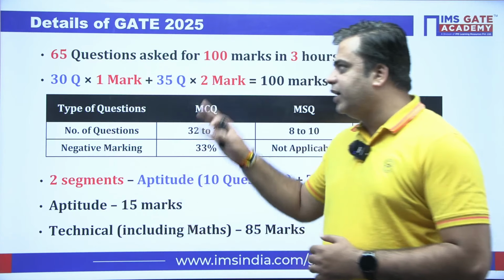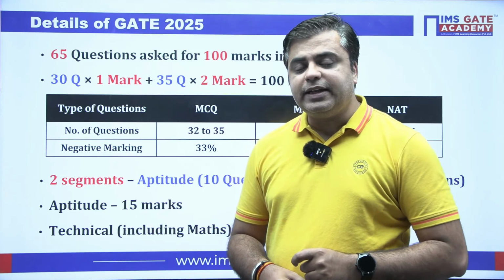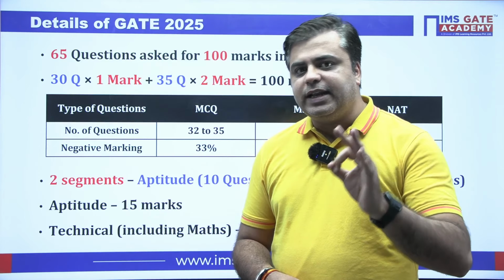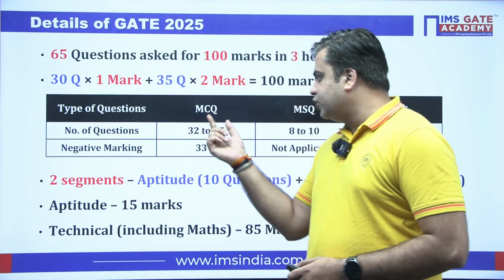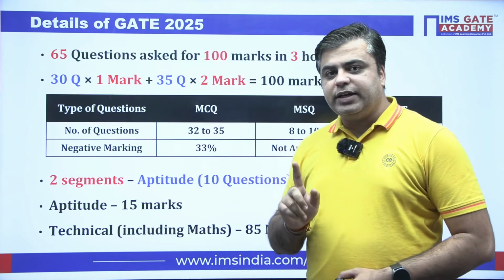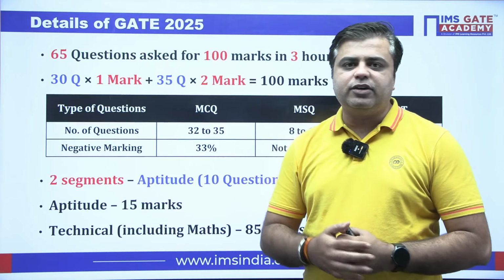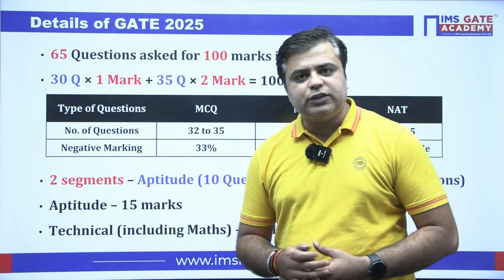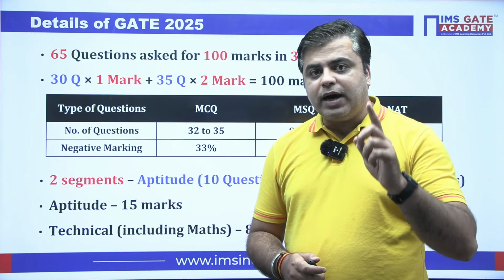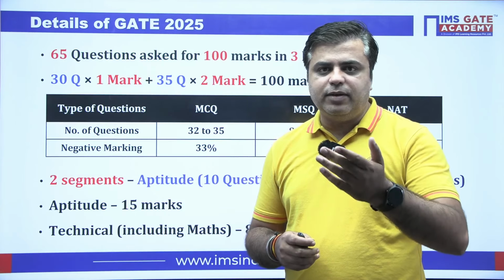First of all, my dear students, in the GATE examination, 65 questions are asked for 100 marks and the time duration is 3 hours. These 65 questions contain 3 varieties of questions: multiple choice question, multiple select question and numerical answer type question. Multiple choice question has only one option correct, and this multiple choice question contains 33% negative marking. Means if the question is asked for 1 mark and you have selected the wrong option, then the marks deducted will be 1 by 3. Similarly, if the question is of 2 marks, the marks deducted will be 2 by 3.